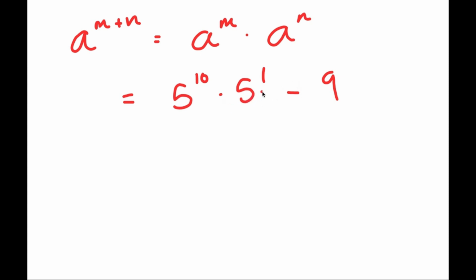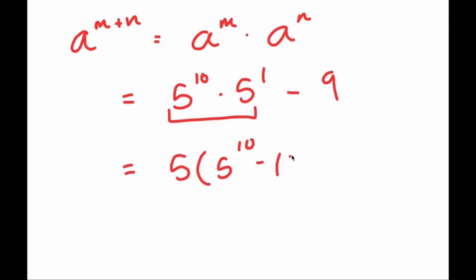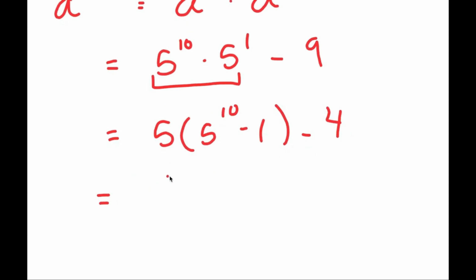Now, from here, I can factor out 5 from this. So I get 5 times 5 to the power of 10 minus 1 minus 4. And this turns into 5 times 5 to the power of 5 times 2, which I'm rewriting 5 to the power of 10 as, minus 1 minus 4.